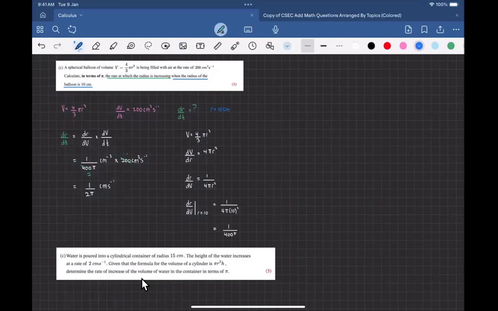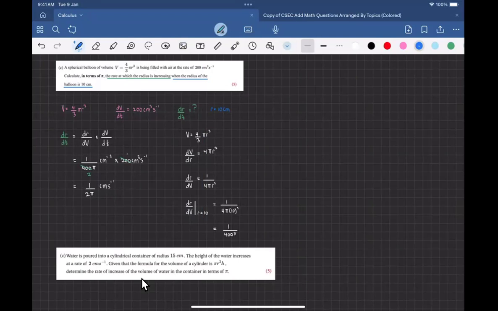Wait, something's off. Let me look at this carefully. If we're saying dV over dH, are we going to differentiate with respect to radius or height? Be careful. Oh, it could be dr. No, no, it's dV over dH. The reason why it has to be dH is because they gave you dH over dt. They didn't give you dr over dt.